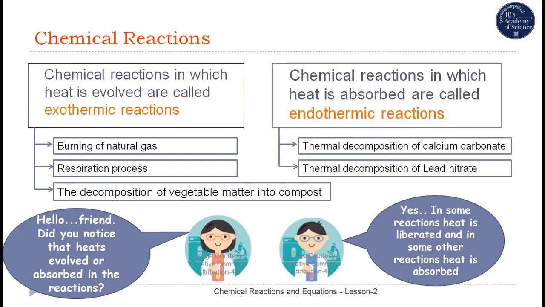Now, in some reactions, heat is absorbed. Heat is required to perform the reaction. Such reactions in which heat is absorbed are called endothermic reactions. Examples are thermal decomposition of calcium carbonate. We just studied the reaction. Calcium carbonate, when heated, it decomposes into calcium oxide and carbon dioxide. So thermal decomposition. Thermal decomposition of lead nitrate. These are examples for endothermic reactions.